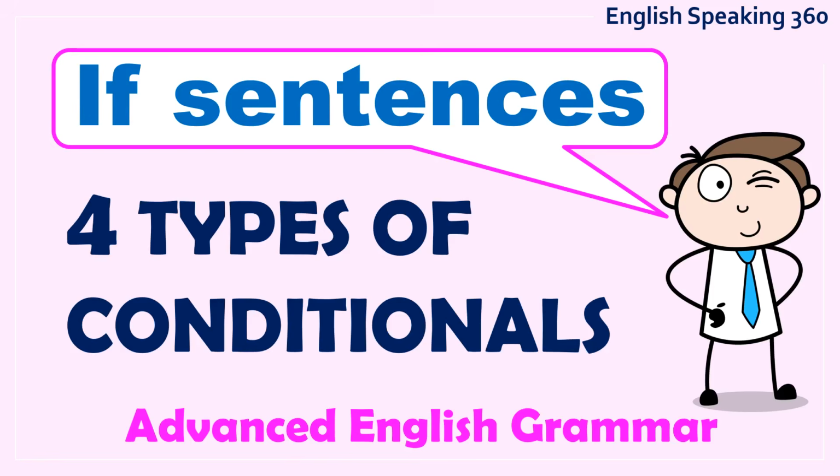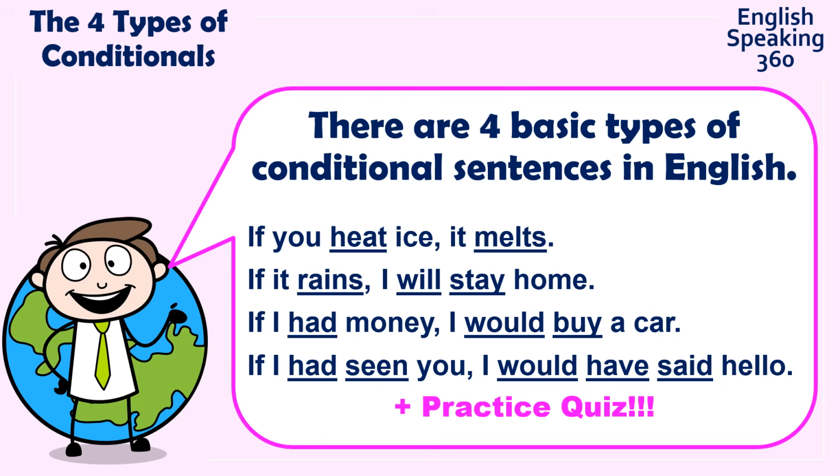Today we are showing you how to make great if sentences with the 4 types of conditionals in English. There are 4 basic types of conditional sentences in English. For example, if you heat ice, it melts. If it rains, I will stay home. If I had money, I would buy a car. If I had seen you, I would have said hello. And we will also give you a practice quiz to see how good you are at making conditional sentences.